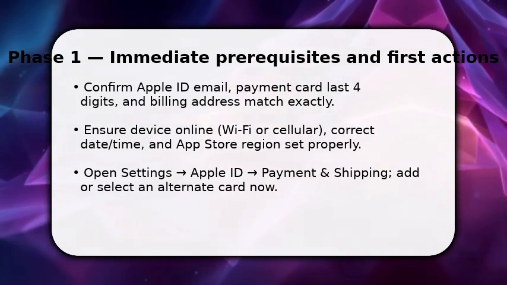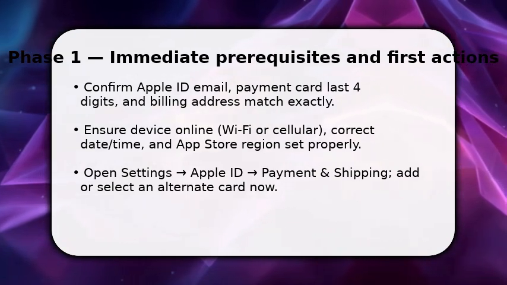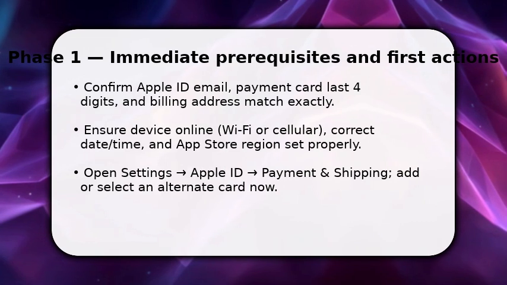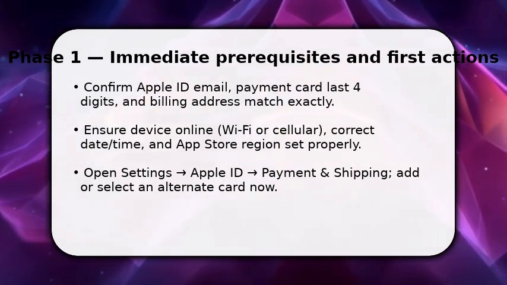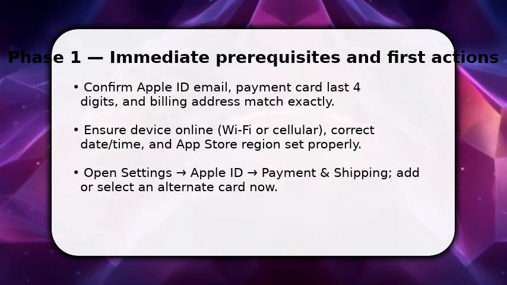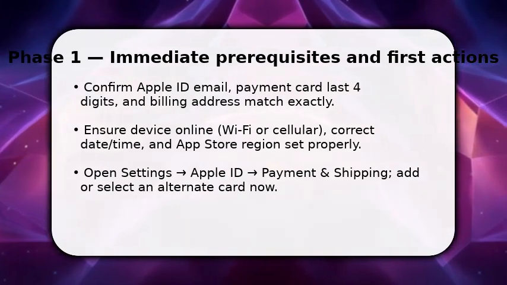Next, open Settings, tap your Apple ID, then Payment and Shipping, and add or select an alternate card. Do it now so the store has a fresh, valid method. This prevents initial declines and moves you straight into resolving the payment, not completed error.